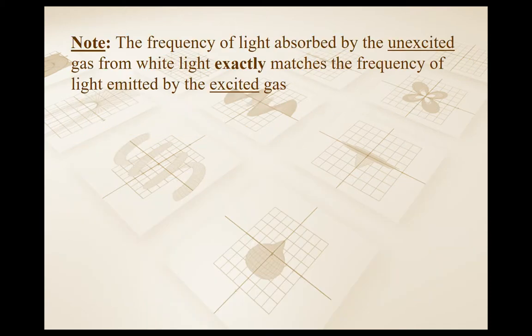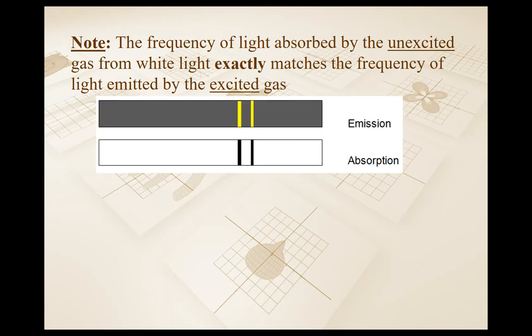So the frequency or wavelength, the color, absorbed by the unexcited gas exactly matches the frequency of the light emitted by the gas. So this is what this means. I talked about the emission spectra for sodium. You take sodium gas and you excite it, put an electrical current through it, and you get two bright lines on a dark background. That's called my bright line or emission spectra.